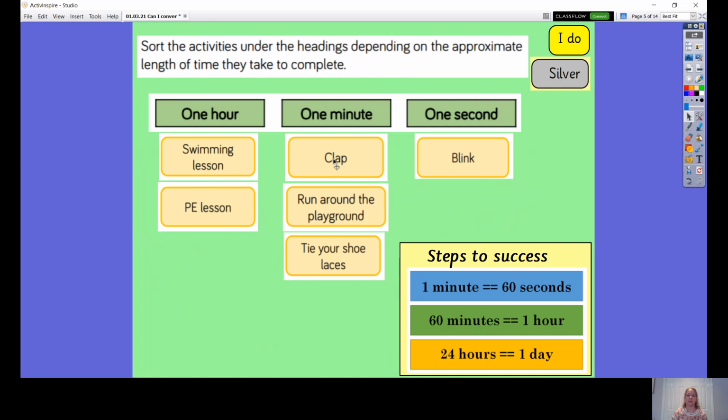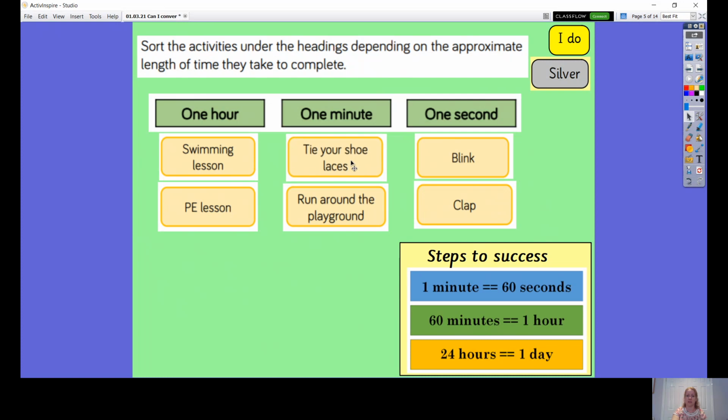Okay. And you could argue some of these. You could say, well, you can clap in a second. It depends if you're just clapping once, doesn't it? It looks neater, doesn't it, when we put them like that? You could say you're just going to clap. Or are you thinking about clapping? I don't know. So clap could go in the minute or the second one as well, couldn't it? If someone's got a reason to argue where they're going, then that's fine.